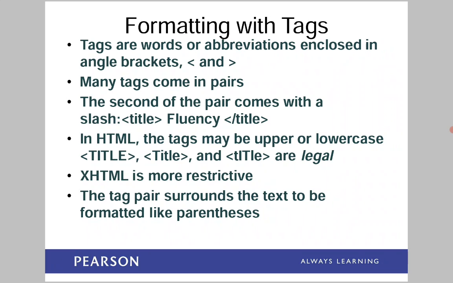Many tags come in pairs. So generally in HTML, many tags are written in paired format, means one tag is written at the beginning and one tag is written at the end. Some tags are single and some tags are double. The second of the pair comes with a slash. So in a pair tag or double-ended tag, the first tag is written in the ordinary way, and the second tag is written with a slash symbol. Example: title, some text, slash title.